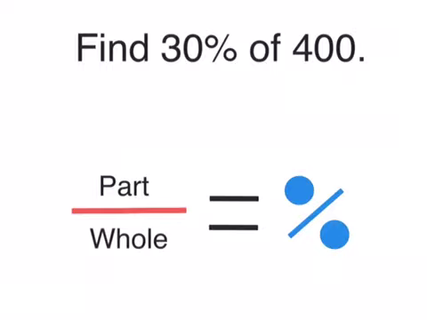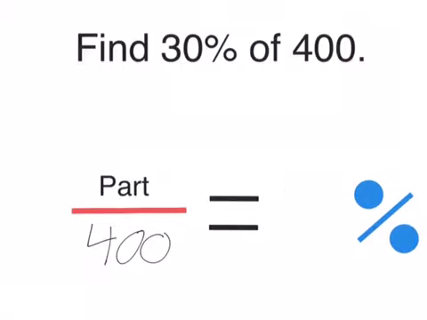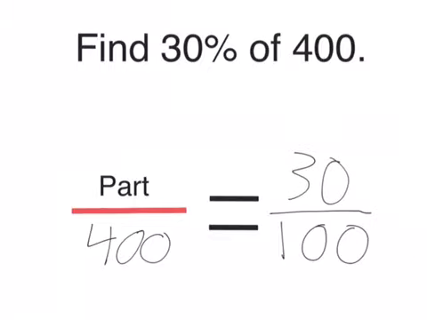So let's start to fill in some stuff that we know. We know that the whole is actually 400, and we can scoot that over there, and we know that we're dealing with 30%. But actually, I want to write percent a little differently. Instead of writing 30%, I want to write 30 out of 100. There we go. So, we need to find what this missing thing is here. What is the part? What part out of 400 is the same as 30 out of 100?